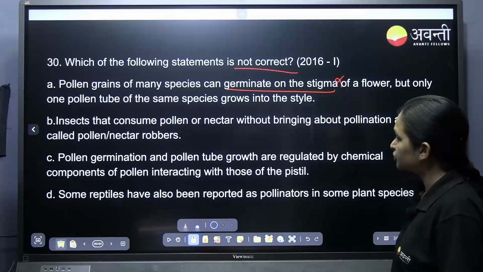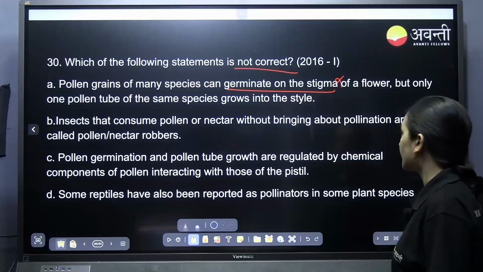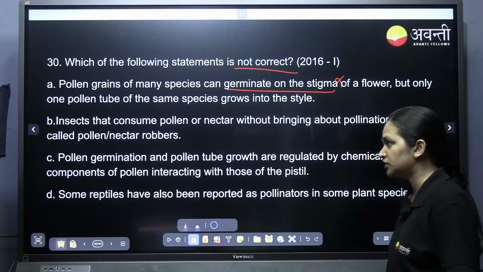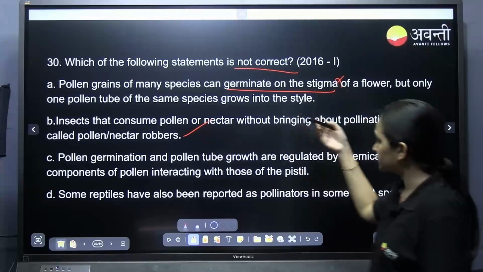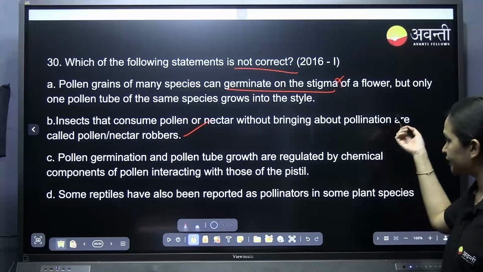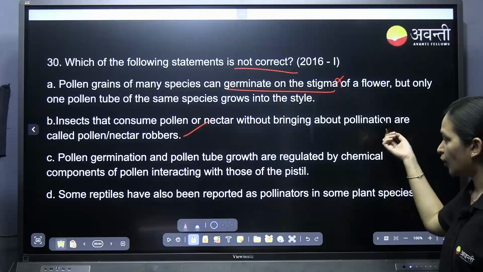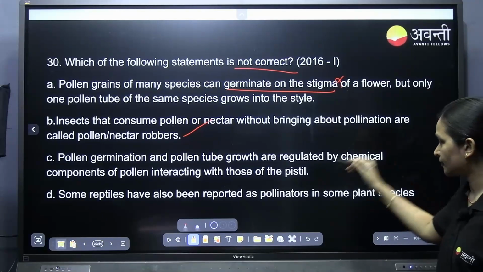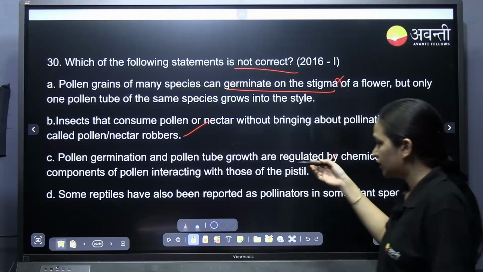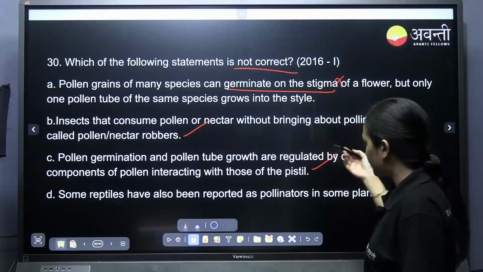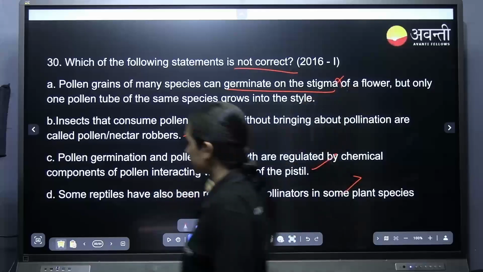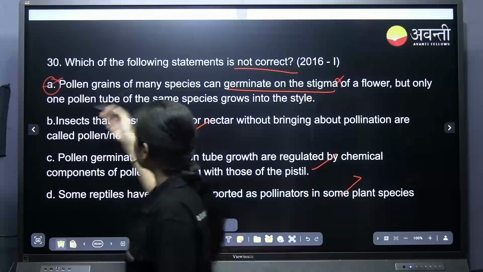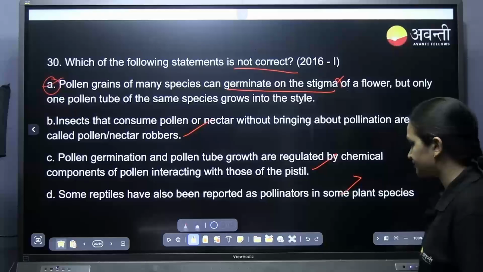Insects that consume pollen or nectar without bringing about pollination are called pollen robbers or nectar robbers. True. Pollen germination and pollen tube growth are regulated by chemical components of pollen interacting with those of pistil, the pollen-pistil interaction. Some reptiles have also been reported as pollinators. These statements are directly from the textbook. So A is the incorrect statement.